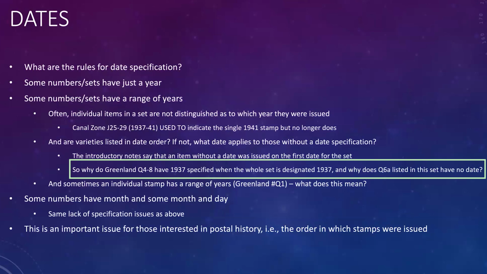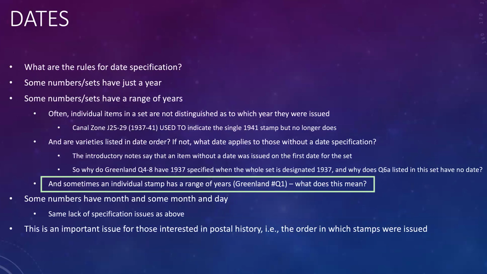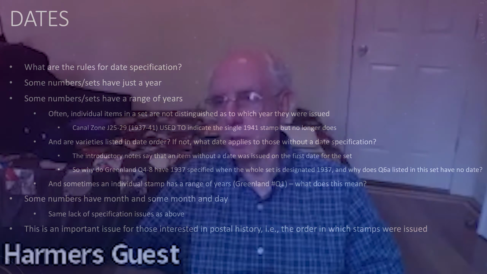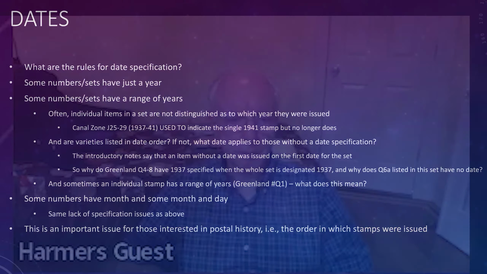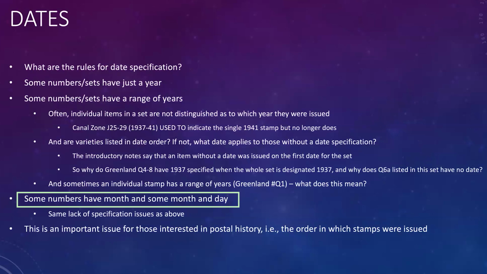So it's very confusing. Also Greenland Q1 is peculiar because this single stamp has a range of dates specified for it. What does that mean? Did they not know? They're estimating. Were there reprints of some kind that they know about? I don't understand what that means in terms of what the date of that particular stamp was. And some numbers or sets have the month or the month and the day specified, but you have the same problems with those in terms of what's really in play there.